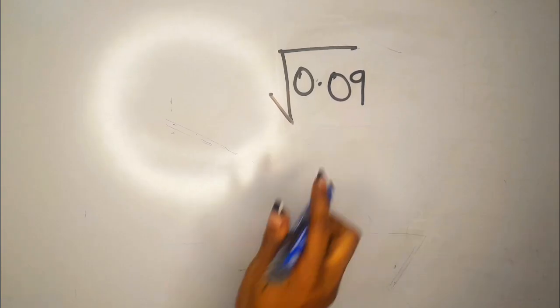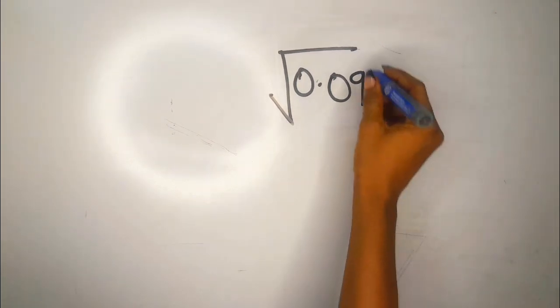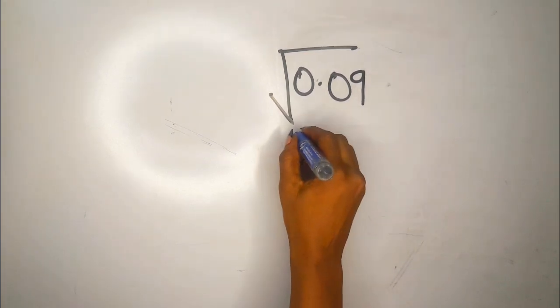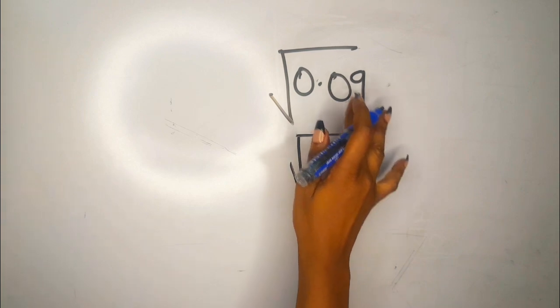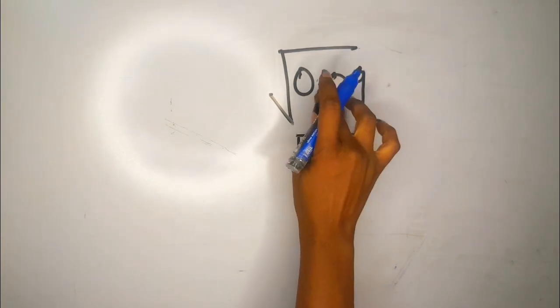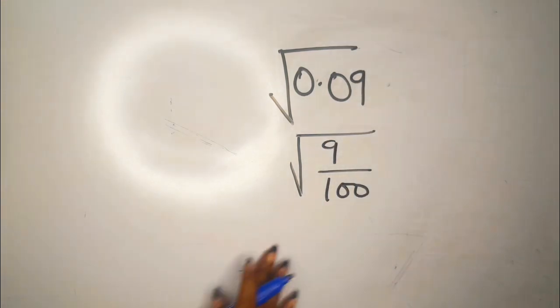Again, to look for the square root of 0.09, as usual, we're going to break it down. We're going to convert to a fraction. So this is the same thing as 9. I said when you have two zeros, you move it to 1, 2. So it is 9 over 100.